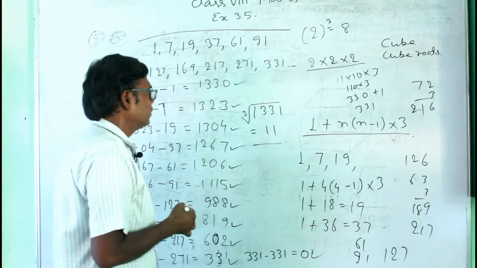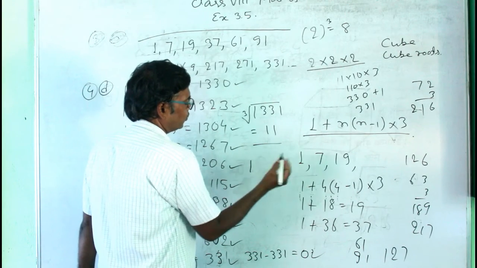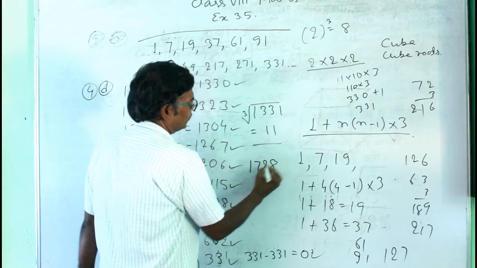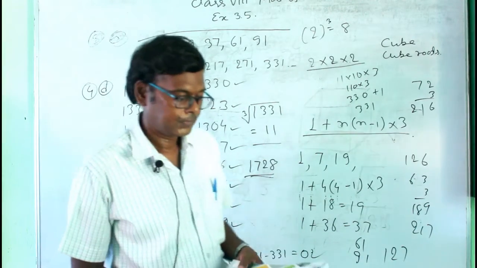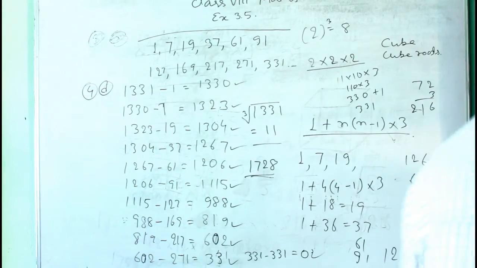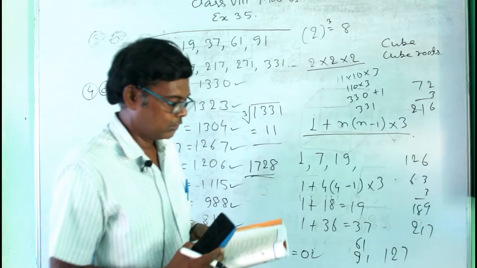So here I will give you a question to solve: you will find the cube root of 1728 by using this successive difference. Okay, so this is the question.